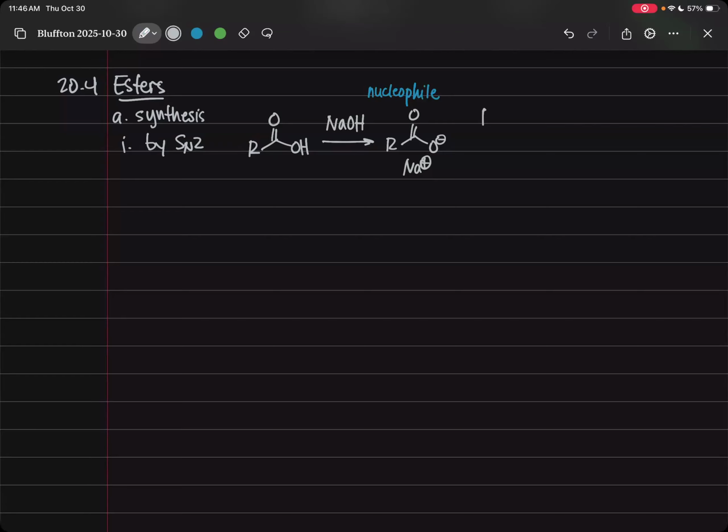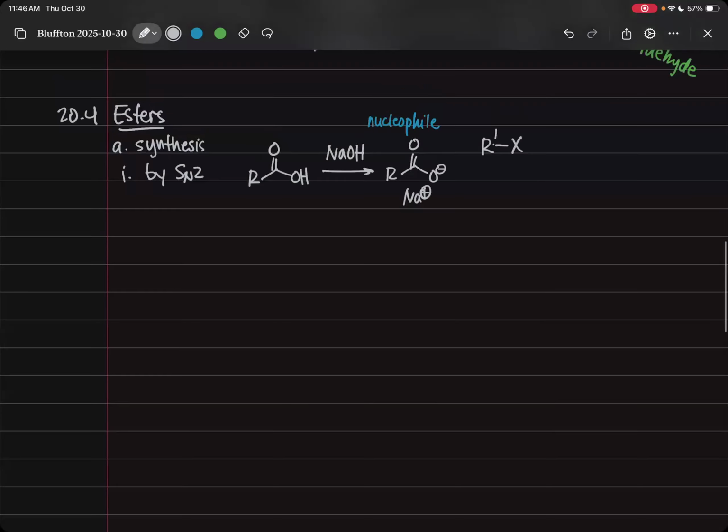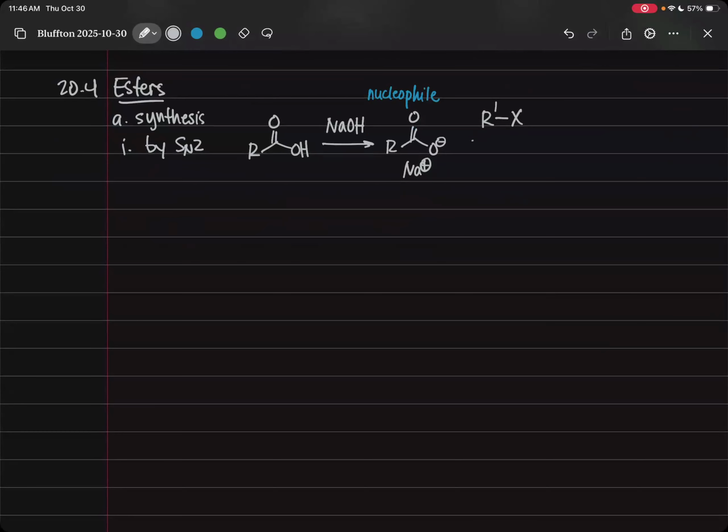So we can give it an electrophile to react with, like an alkyl halide. So we can draw sort of a rough mechanism here where R prime is just the carbon of whatever we're talking about. And that's an SN2 type mechanism.